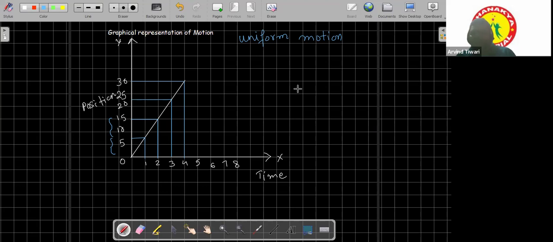This is also from motion. Here we are representing the displacement: if it is covering equal displacements in equal intervals of time, we call it uniform motion. As I can see, in every 1 second, it is making a displacement of 7.5 meters. Here also 7.5 meters, here also 7.5. So I can say that it is motion in a straight line and it is uniform motion.